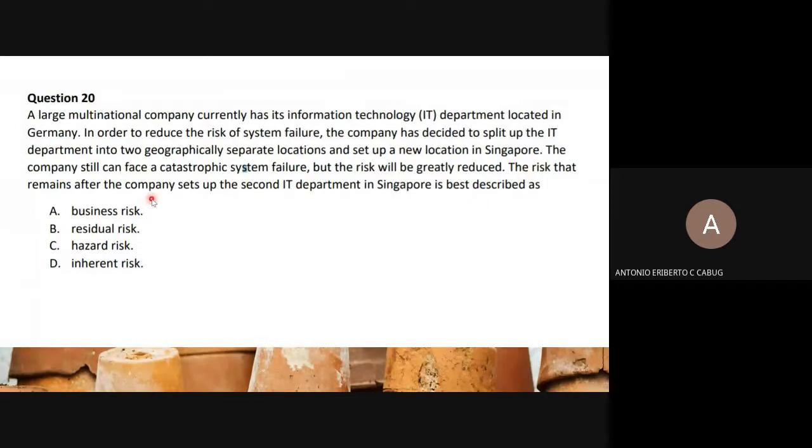The risk that remains after the company sets up the second IT department in Singapore is best described as, okay, merong inherent risk ang mga bagay. But when you do something in order to counteract that risk, if you respond to a risk by taking some action to mitigate the risk, what remains is still risk. Meron pa ring risk maiiwan. Konti na lang. We call that residual risk. Residual risk is the risk that remains after taking action.